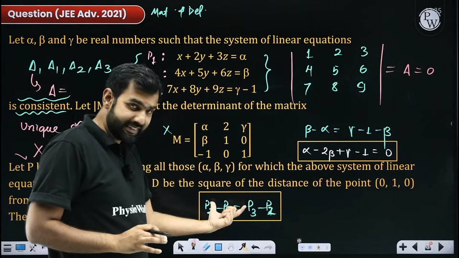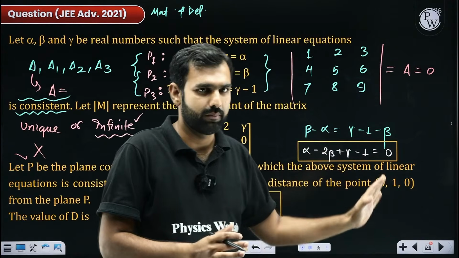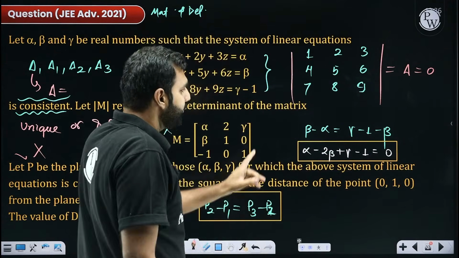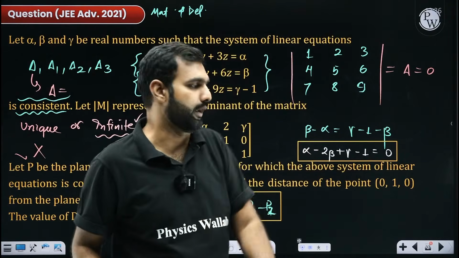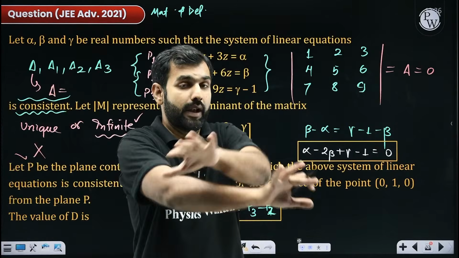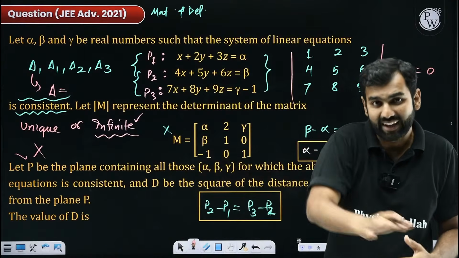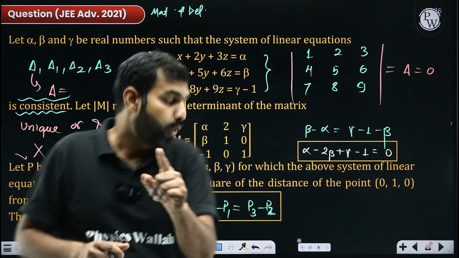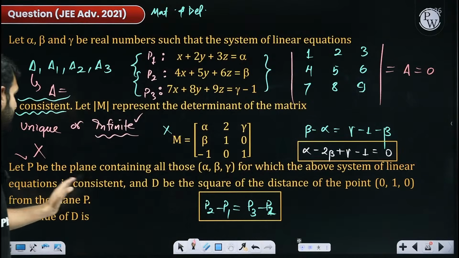So based on this conclusion, I'm able to derive or deduce a relationship between alpha, beta, and gamma. Everybody got that? Now, if I could establish this relationship, let me read the second part of this question. The second part says P is the plane containing all these alpha, beta, gamma. So alpha, beta, gamma is basically a point or a set of points lying in a plane for which the above system of linear equations is consistent.